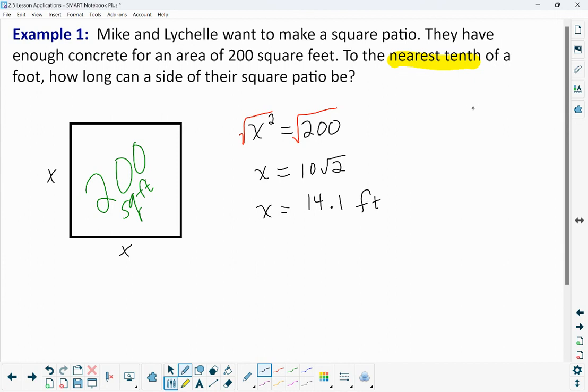On your calculator screen, you would see 14.142135..., and we're rounding to the nearest tenth, which is that first decimal position. Okay, so this is our answer to this problem, 14.1 feet.